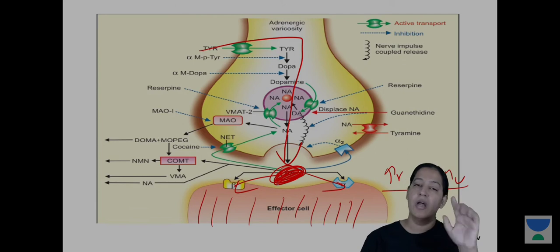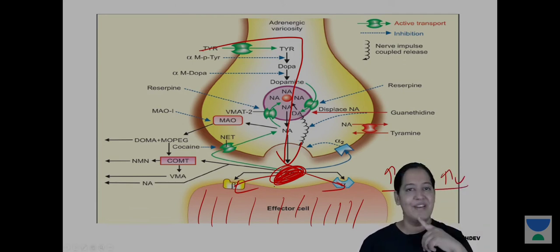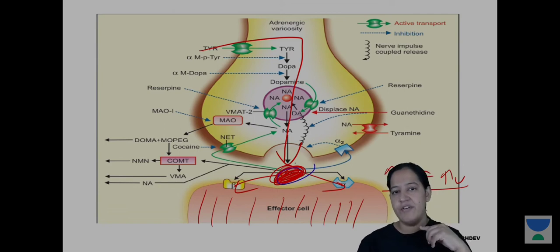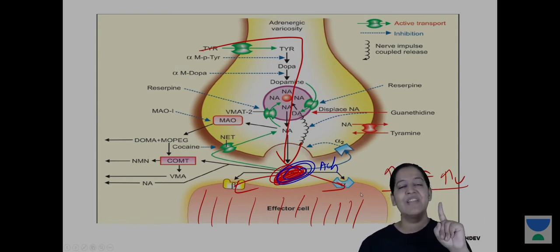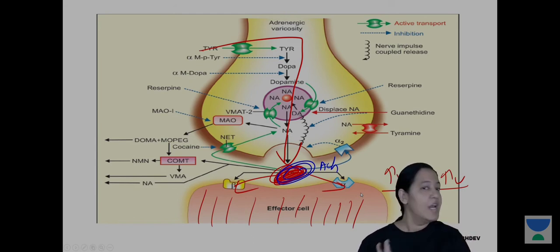How was the action of acetylcholine terminated there? Anyone among the audience? If instead of noradrenaline it is acetylcholine, after it binds with muscarinic and nicotinic receptors, how was its action terminated there? It was terminated with the help of an enzyme. The name of the enzyme was acetylcholine esterase. Here no enzyme is present.